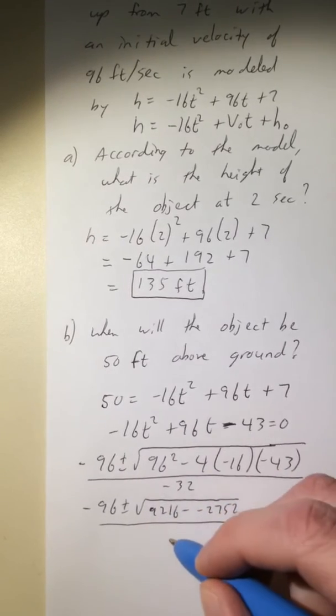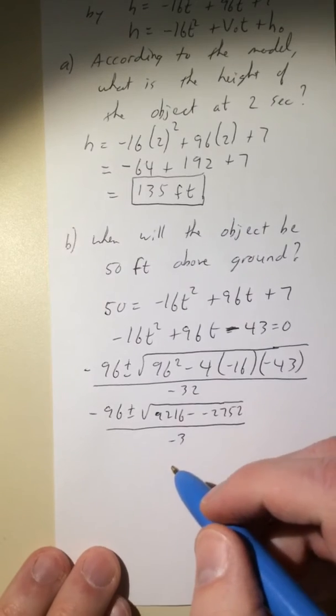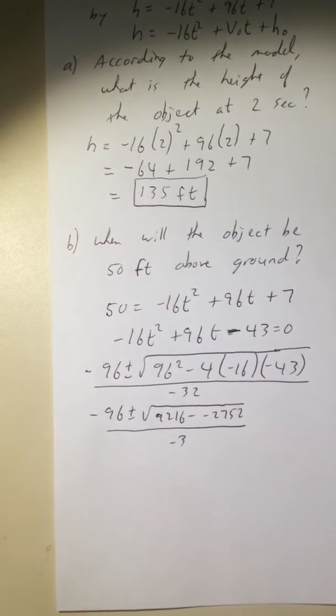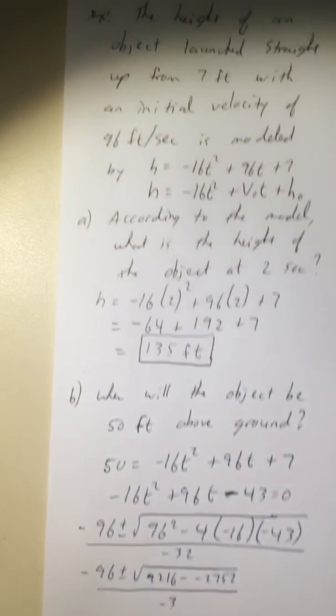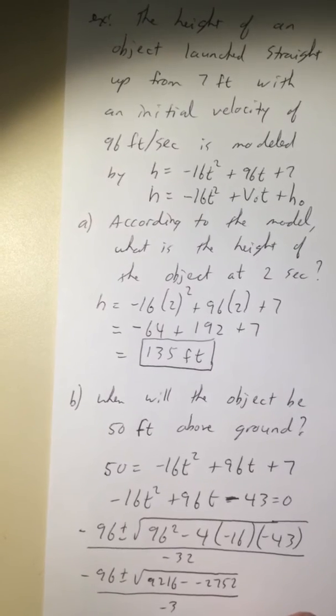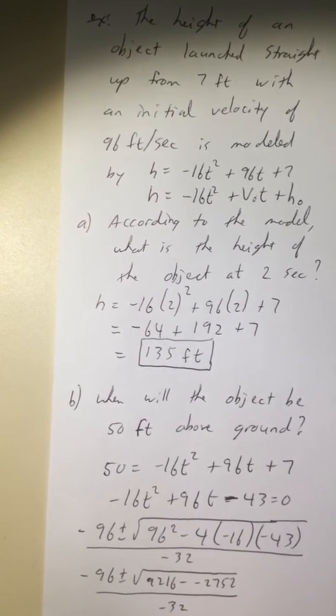All of that is over negative 32. And then we do 9216 plus 2752. So plus 9216, equals, and take the square root of that, and we have 109.4. I'm going to go with 109.4. So negative 96 plus or minus 109.4 over negative 32.